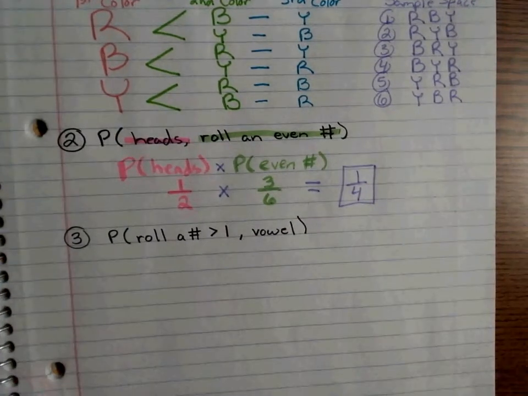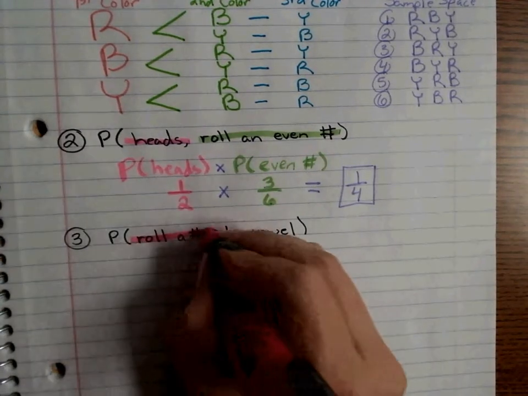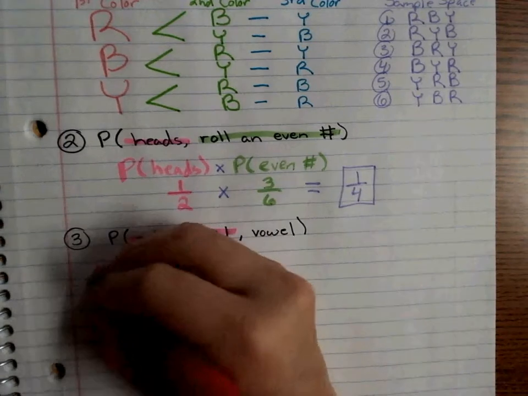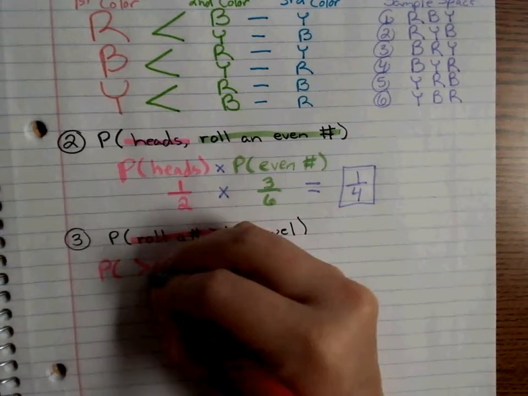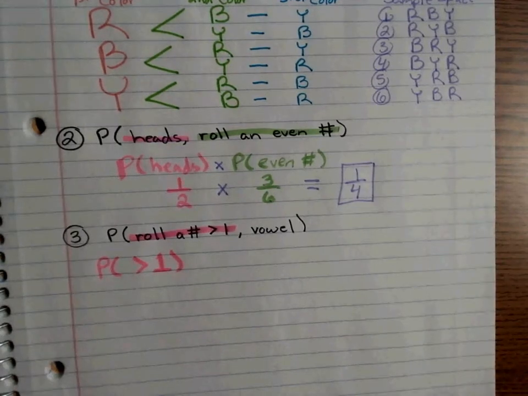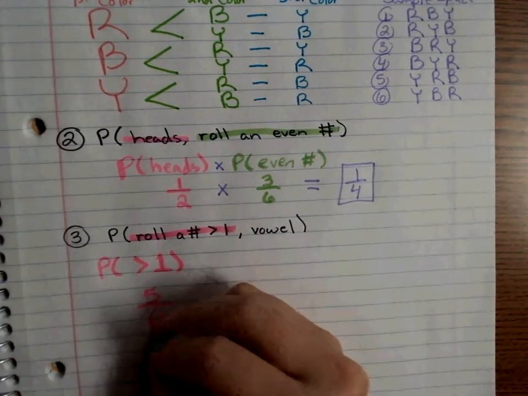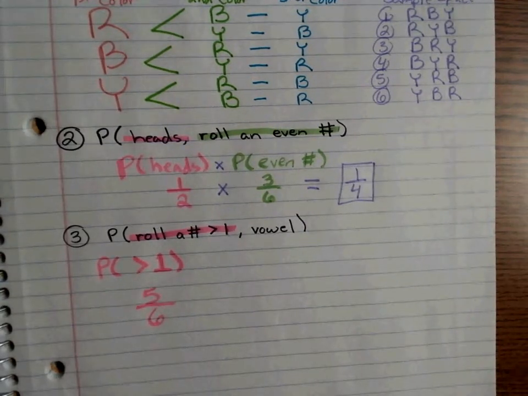All right, let's take a look at problem number 3. The probability that we're going to roll a number that is greater than 1. How many numbers on the die are greater than 1? 5. Out of how many? 6. So the probability that a number is greater than 1 is 5/6.